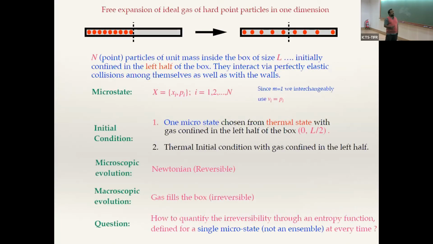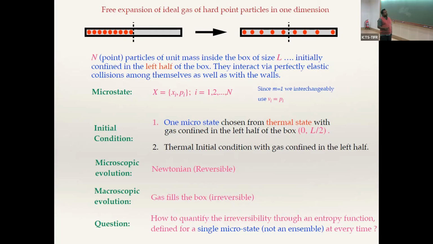So in this work we tried to demonstrate some of these ideas through the simple pedagogical example of free expansion of an ideal gas in one dimension. So we have N point particles of unit mass inside a box of size L, and initially they are all on the left half of the box, and they interact via elastic collisions, and in between collisions they move ballistically. They have elastic collisions with the walls as well. So the microstates are the x_i's and p_i's, and we consider two initial conditions.